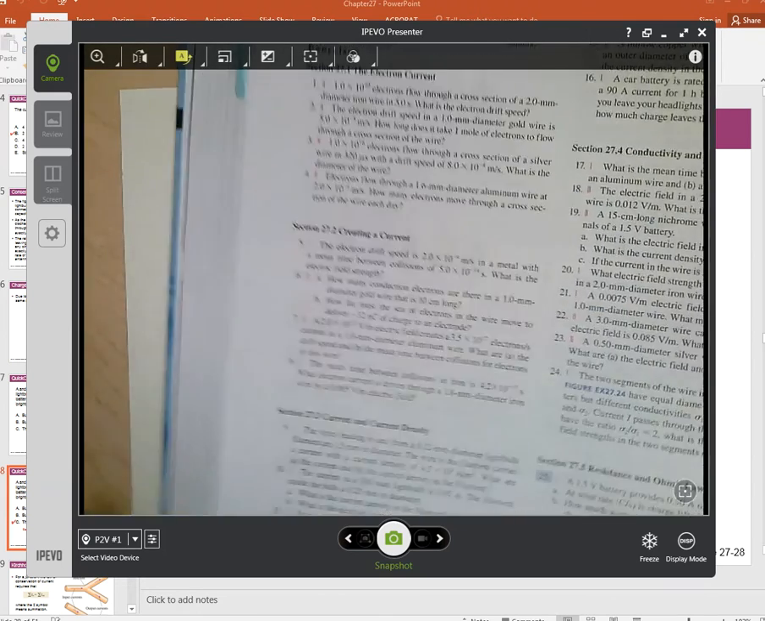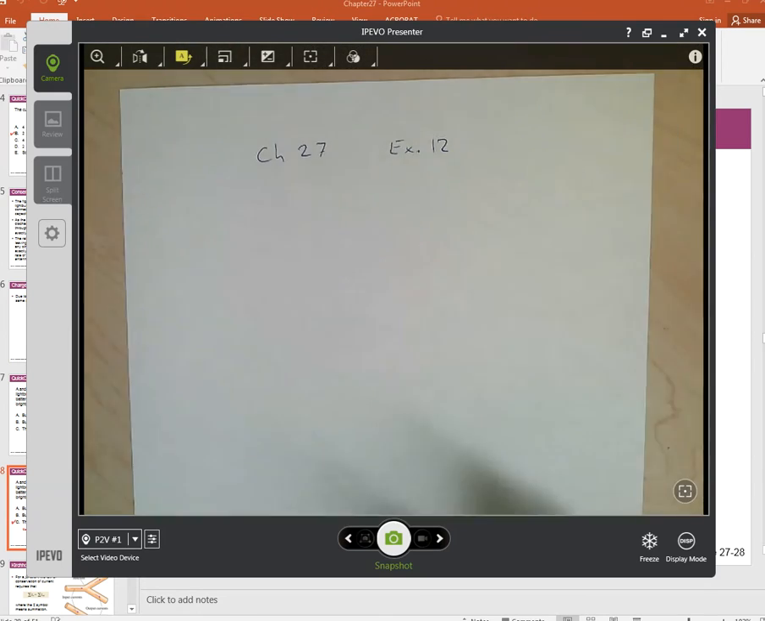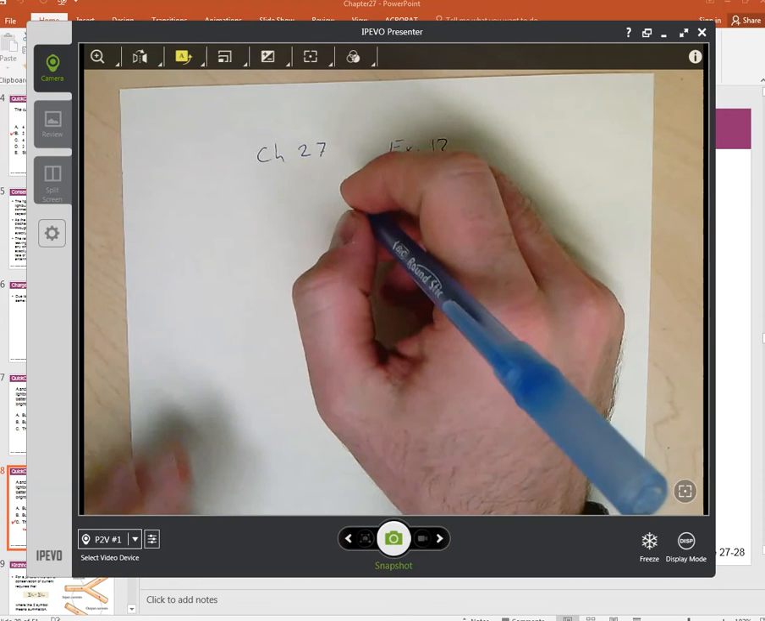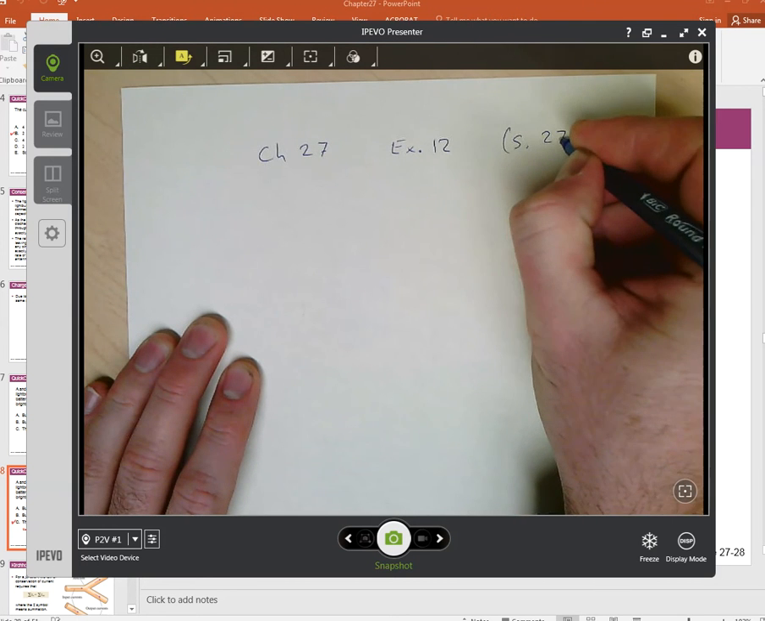Let's try it. So the way I would work this problem, I'll just say section 27.3.